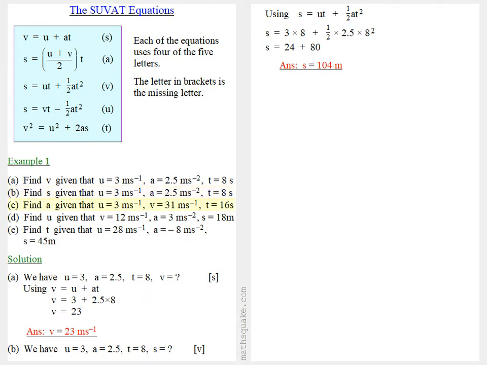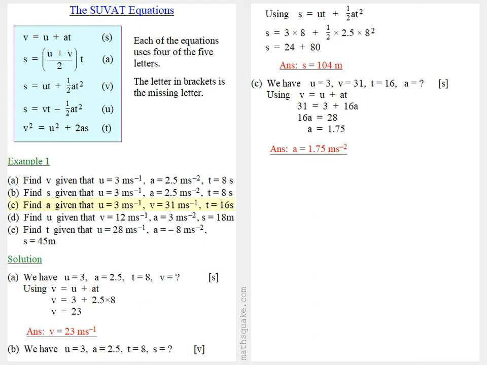In part C, we're asked to find the acceleration a, given that u, the initial speed, is 3 metres per second, v is 31 metres per second, and t is 16 seconds. Well, if we write those down, we realise that the letter s is missing, which means we're going to use the equation v equals u plus at. And substituting in the letters that we know, v is 31, u is 3, t is 16, and that gives us 31 equals 3 plus 16a. In other words, 16a is equal to 28, and if we divide by 16, a is 1.75. And so we have the acceleration is equal to 1.75 meters per second squared.